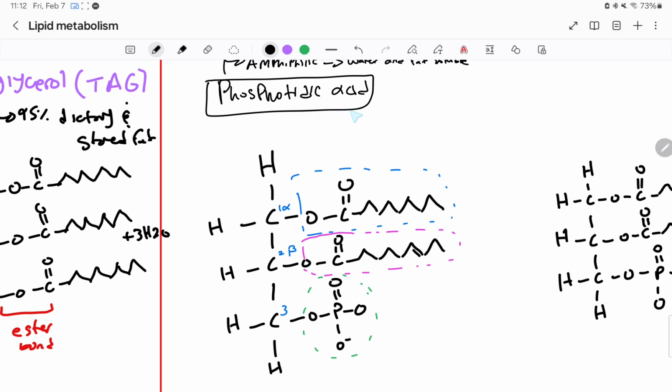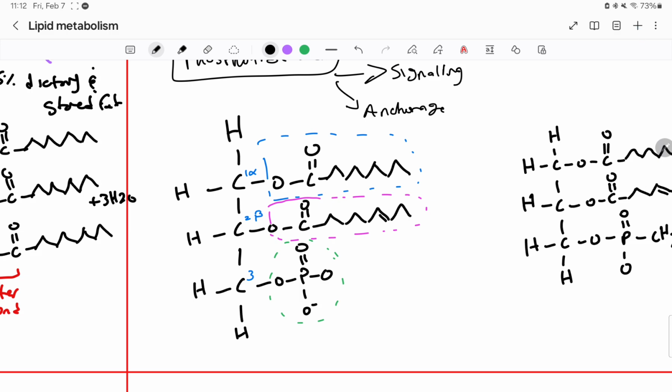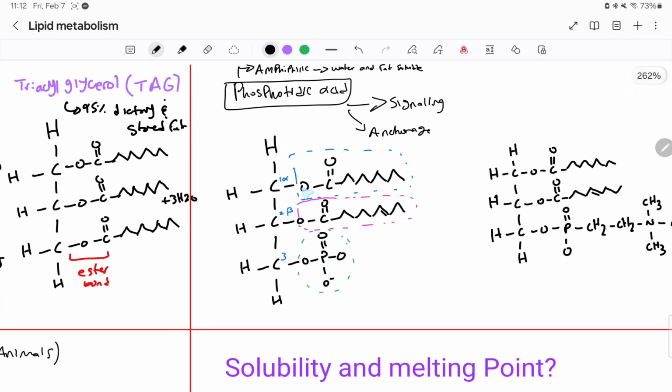Another thing that the phospholipids can do, which is actually very important, by the way, and I'll talk about it, they're good at signaling, being signaling molecules, and they're good at anchoring things, okay? So cell anchorage, okay? And I'll give examples of these, okay? Okay, so let's look at the structure of this, okay?